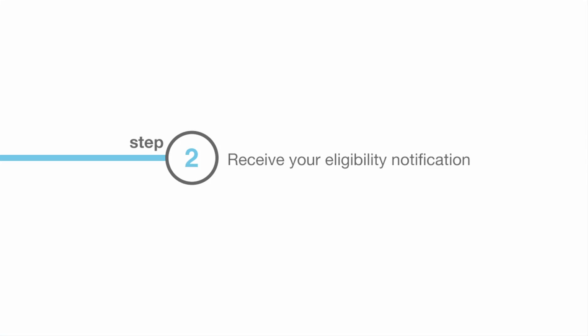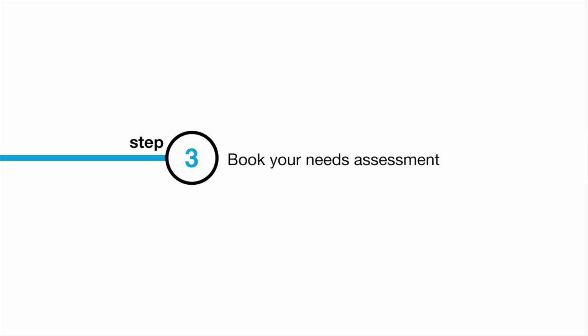Step 2 would be receiving a letter from ourselves saying we've accepted your application and to contact a needs assessor. Step 3 would be going to see your needs assessor to have your needs report done so we know what sort of things can be put in place for your application.